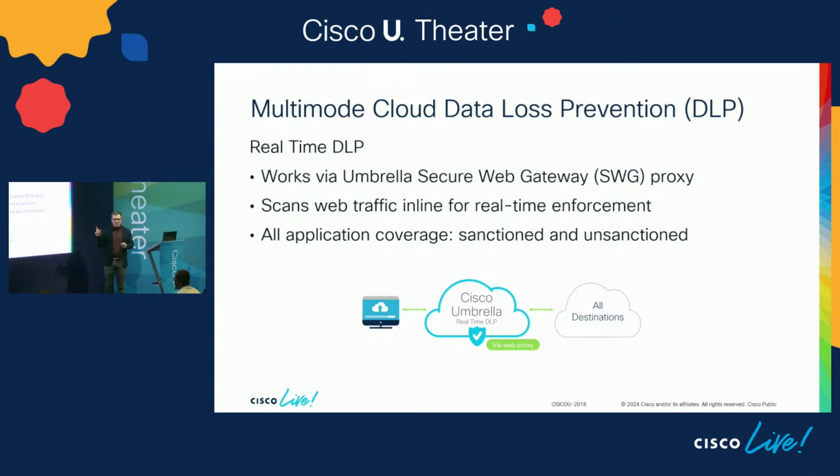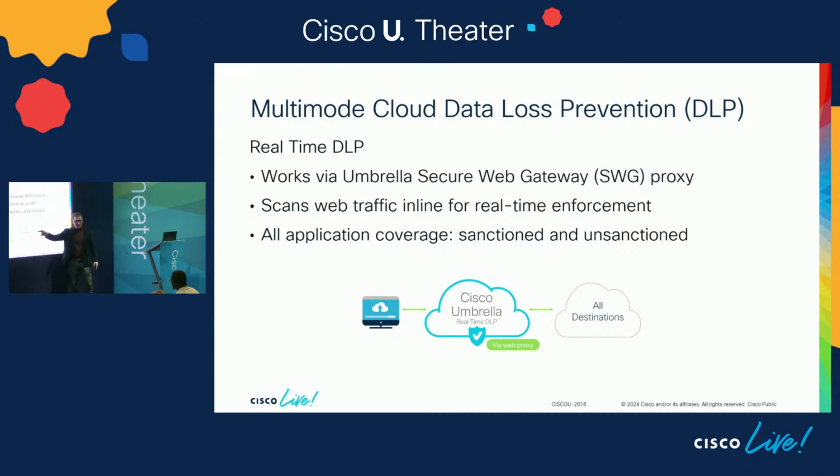So when it comes to DLP, or data loss prevention, we say that this is multi-mode DLP, and we have support for real-time DLP and SaaS API DLP. We're looking at the real-time DLP slide, where my goal here is to block any sensitive information leaving my organization, right? And this real-time DLP is actually a feature of the web proxy. It's implemented in the proxy. It's configured in the DLP policy, but implemented in the proxy.